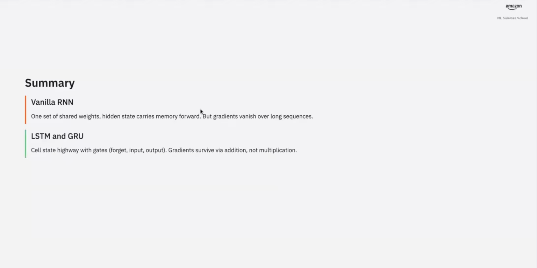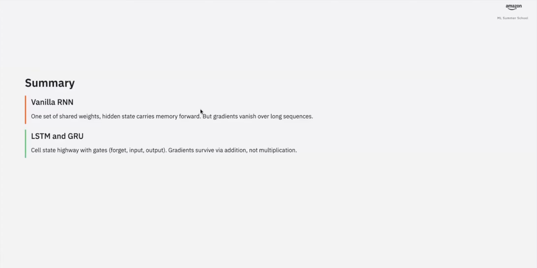Okay, let me bring everything together before we go to questions. We started with vanilla RNNs. The core idea is simple and elegant. One set of weights shared across every time step and a hidden state that gets updated at each step and carries information forward. That is what lets a single small network process a sequence of any length. But the moment you try to train it on a long sequence, you run into the vanishing gradient problem. That is exactly the problem that LSTMs and GRUs were designed to solve.